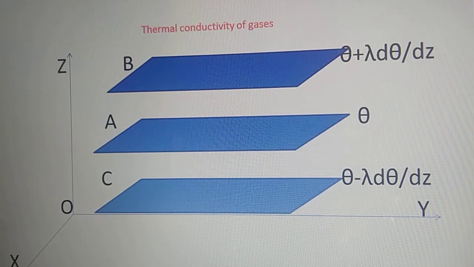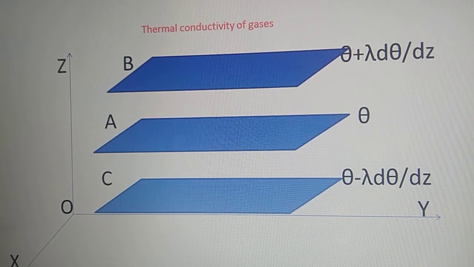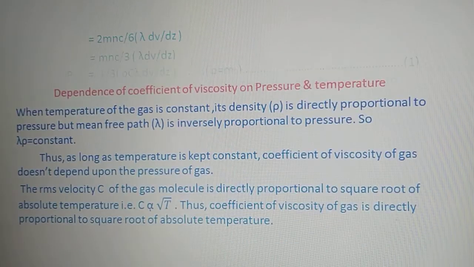Hey, good morning, students. Now, in today's video, we are going to learn about thermal conductivity of gases, and this is a very familiar topic which we have already studied in some earlier standards. Before proceeding to thermal conductivity of gases, let's have a quick recap on the last video lecture.